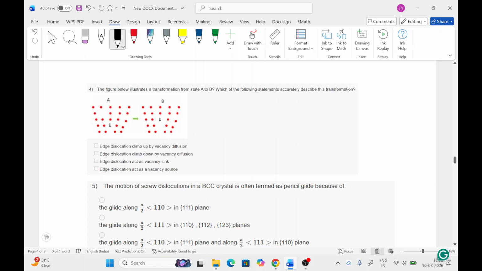Question 4 says the figure below illustrates a transformation from state A to B. Which of the following statements accurately describes this transformation? First, we have the extra half plane in state A with three atoms, and in the B position the atoms are reduced to two. So the vacancy here comes at the atom position and the atom goes to the vacancy position. Which climb process does it indicate?